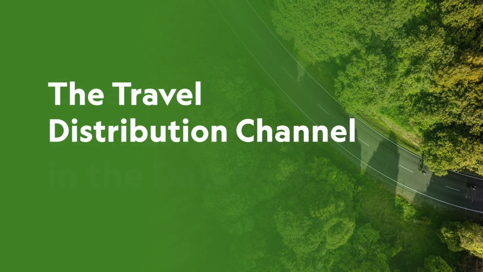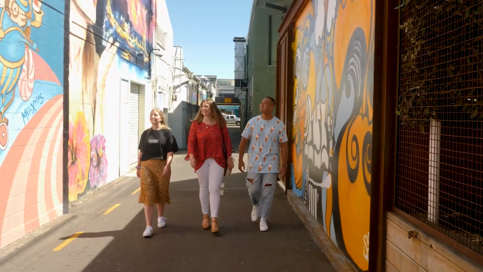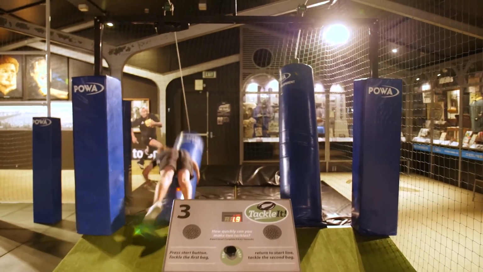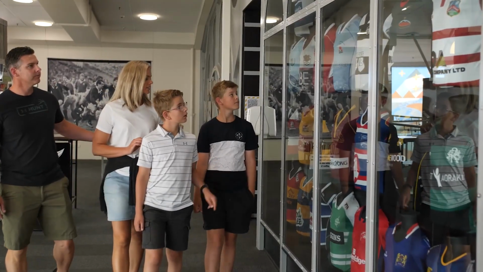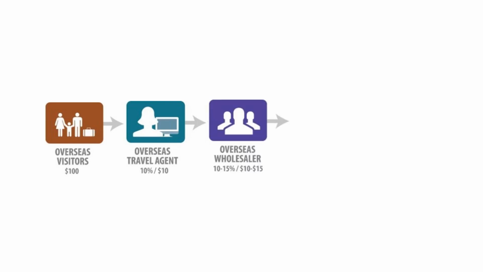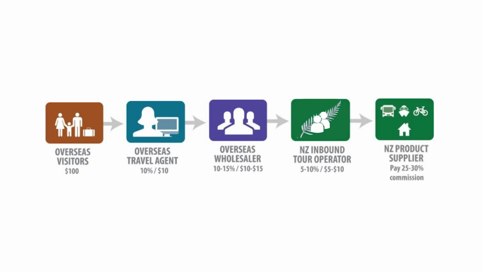Before you can become export ready and work with travel trade, you need to understand the supply chain. If we look at the traditional distribution channel, there are a number of links connecting overseas visitors to local operators. It starts with the overseas travel agency, who buys through an overseas wholesaler, and then uses a New Zealand-based inbound tour operator, who has contracted rates with you, the operator.